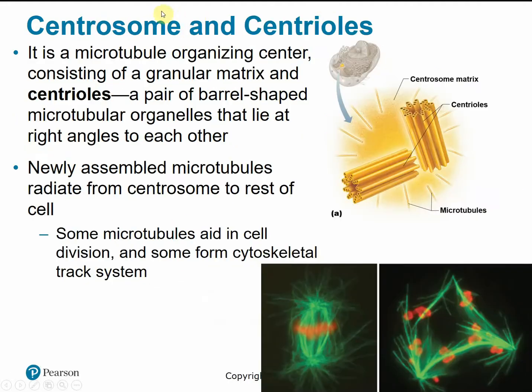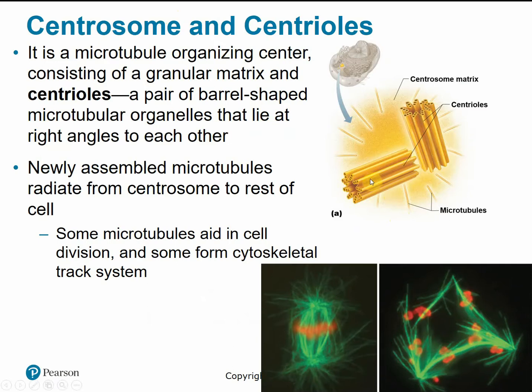The centrosome and centrioles are a pair of microtubules that's going to be involved in cell division. So the centrosome is what it's called, or where it's located in the cell basically when it's not needed, when we're not dividing the cell. So once cell division begins, we start the process of mitosis.